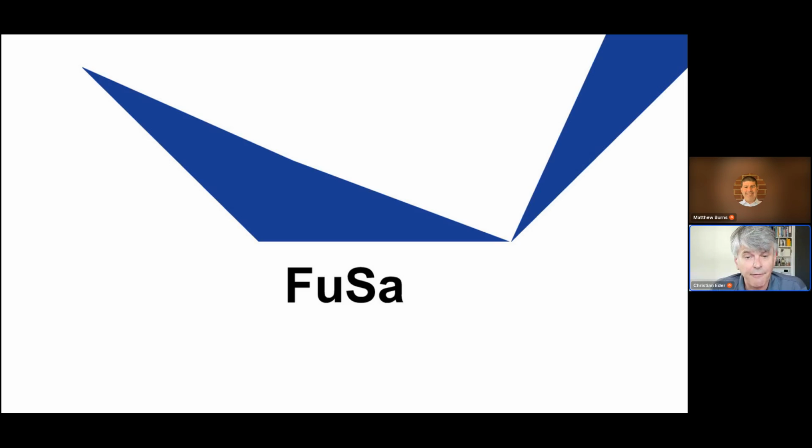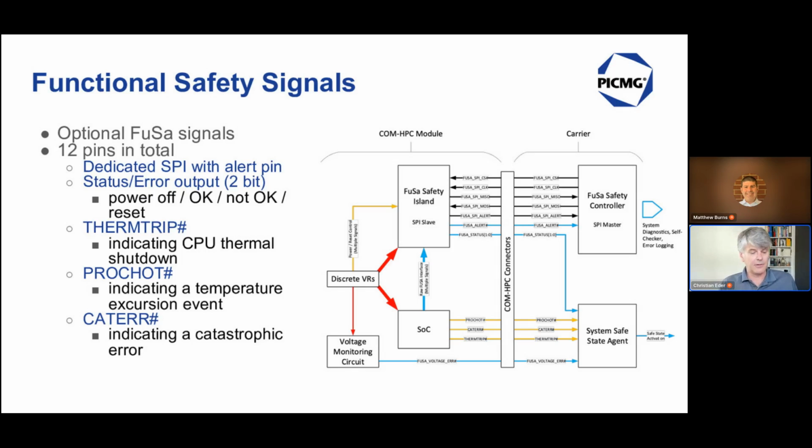I already mentioned functional safety. That's a complicated thing, but COM-HPC is prepared for it. The Mini, but also the client and the server definitions, feature a total of 12 extra pins, which can be used to implement functional safety. So it's an indication to a carrier board, where typically there must be the functional safety controller.